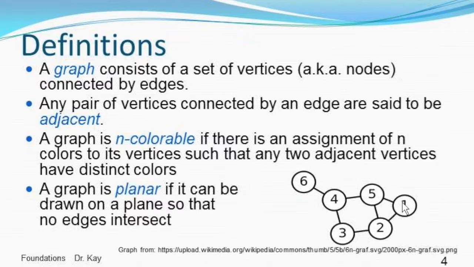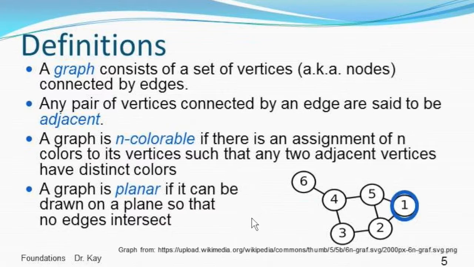So for example here, 1 is adjacent to 2, 3 is adjacent to 4, 6 is also adjacent to 4. But the vertices 4 and 2 are not adjacent. We call a graph n-colorable if there is some assignment of colors to the vertices so that any two adjacent vertices have distinct colors. So for example, this graph here is 3-colorable.